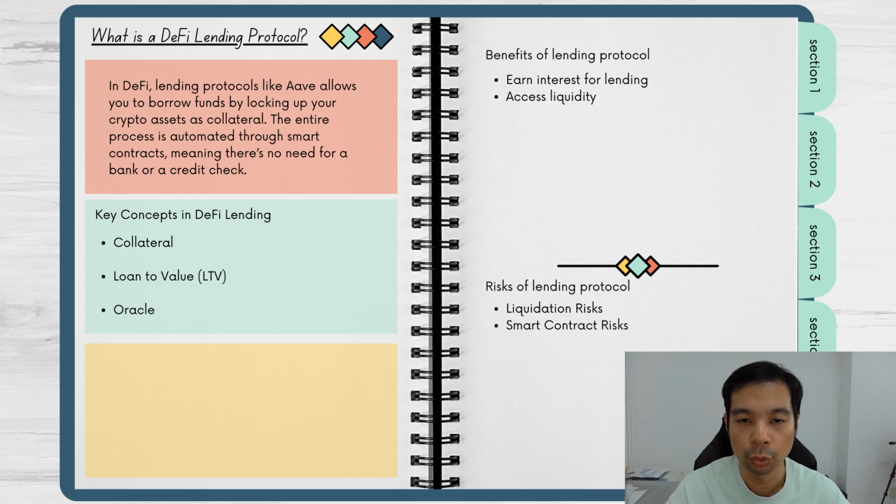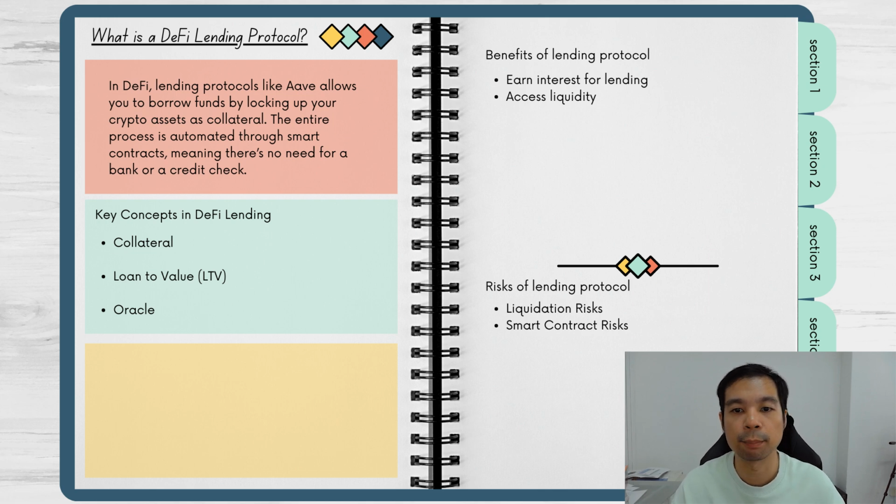Next, we have loan to value, LTV. LTV is a crucial concept in DeFi lending. It represents the ratio of the loan amount to the value of your collateral. So for instance, if you lock up $10,000 worth of Ethereum and borrow $5,000 worth of stablecoins, your LTV is 50%. Higher LTVs allow you to borrow more, but they also increase the risk of liquidation if the value of your collateral drops. And lastly, we have oracles.